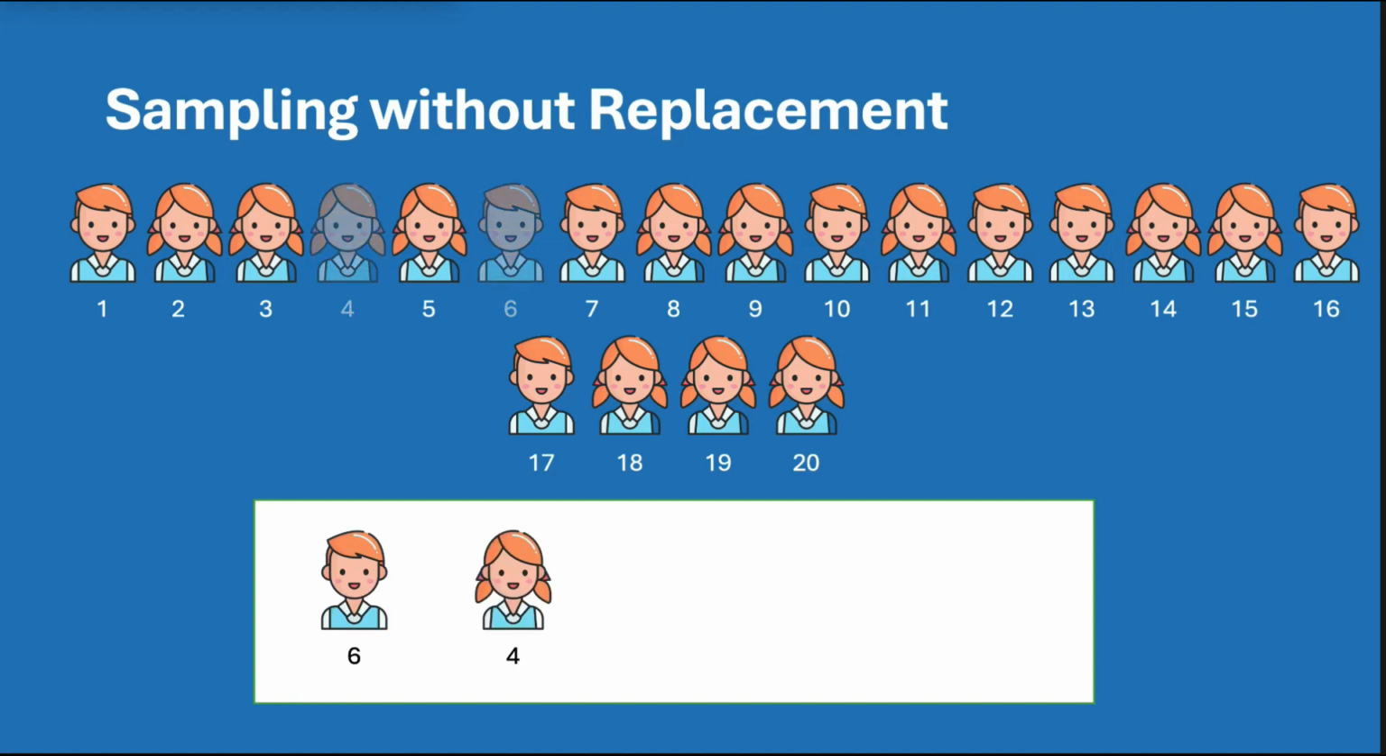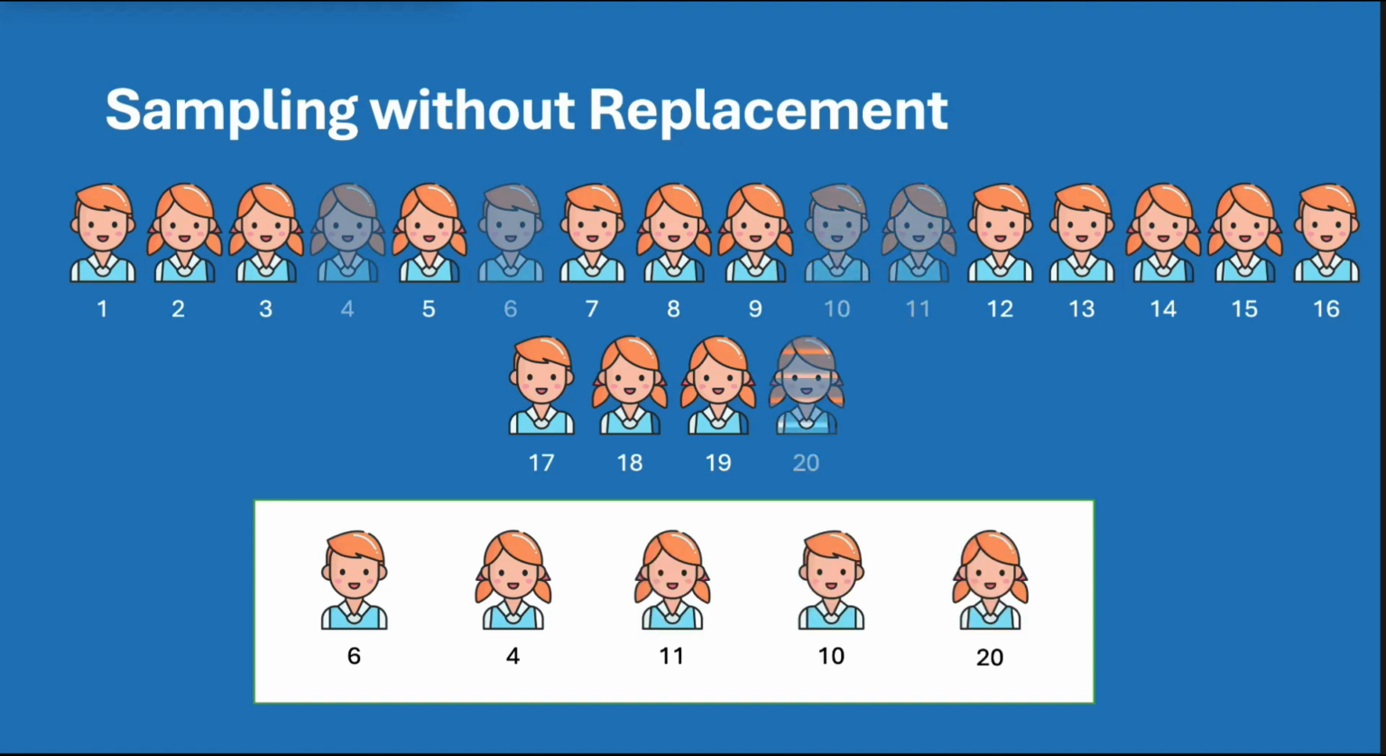For instance, we begin by choosing student number 6, followed by student 4. It's important to note that once we select a student, they are removed from the pool of available candidates. Next, we select student 11, then student 10, and finally, we conclude with student 20. This is random sampling without replacement.